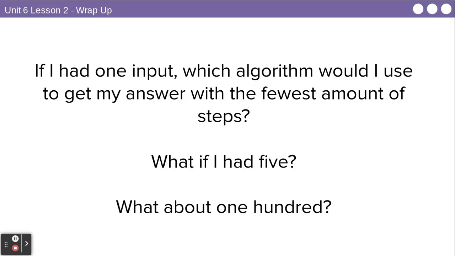All right, so the binary search most of the time is going to be your more efficient algorithm to use. And again, that's just one. There's so many different ones. If I had one input, which algorithm would I use to get my answer with the fewest amount of steps? It wouldn't matter. Either one would be the same. If you had 5, binary. If you had 100, binary, okay? Because if it was linear, you'd be checking every one. There'd be 5 steps as opposed to 2, okay?